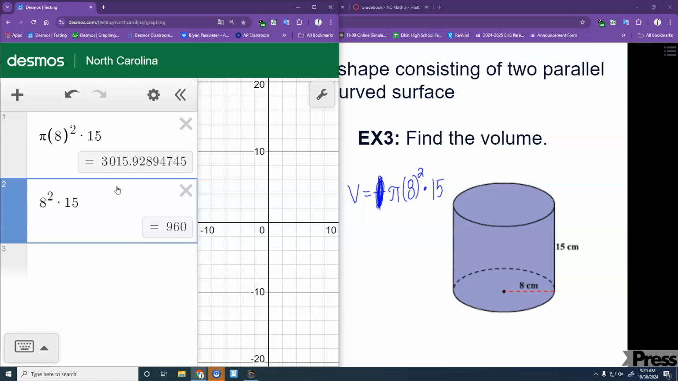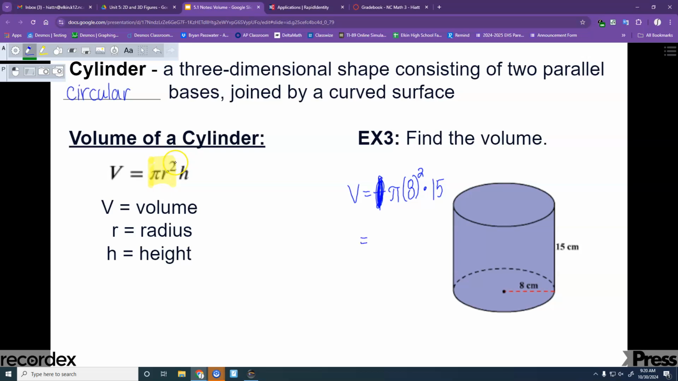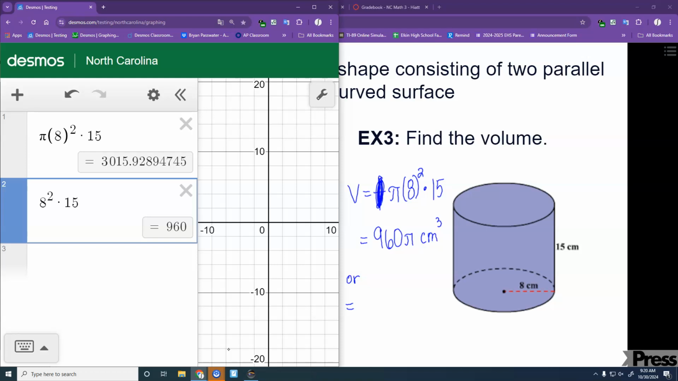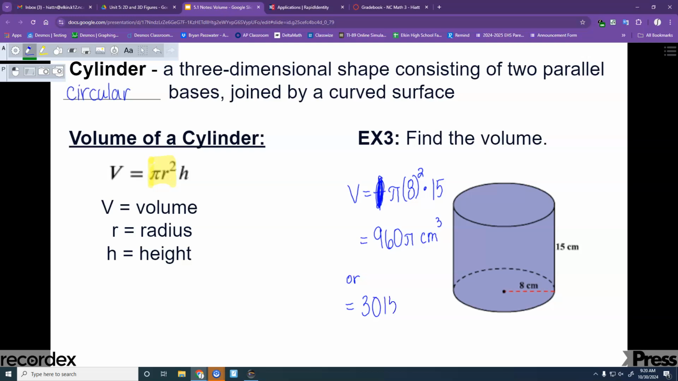So there's two ways you might see the answer for this. They might call it 960 pi cubic centimeters, or they may give the decimal, and if we give the decimal, we will have 3015.929. And if you take 960 and multiply it by pi, you get 3015. It's just sometimes they'll leave the answer this way on problems.